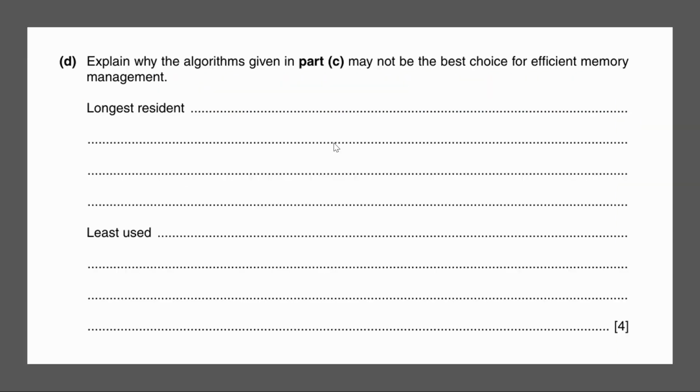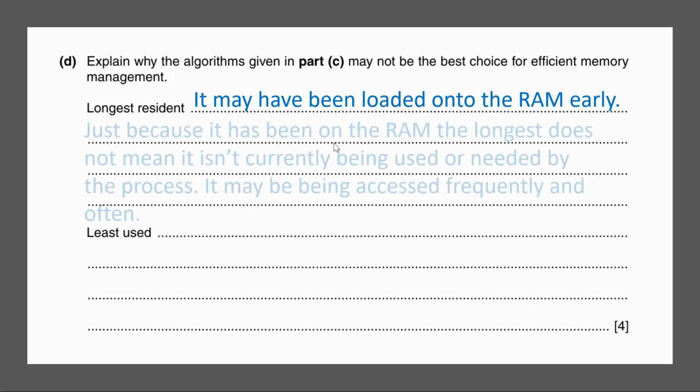And this leads us into our last 2 questions about time and the one least used. Explain why the algorithms given in part C may not be the best choice for efficient memory management. Well, what about the longest resident? Why is that not efficient if it's the longest resident? Well, it may have been loaded onto the RAM early. It may have been one of the first things used by the process and loaded early. I mean, you have to start somewhere loading things onto the RAM. There has to be a piece that goes first. Maybe it was loaded onto the RAM early.